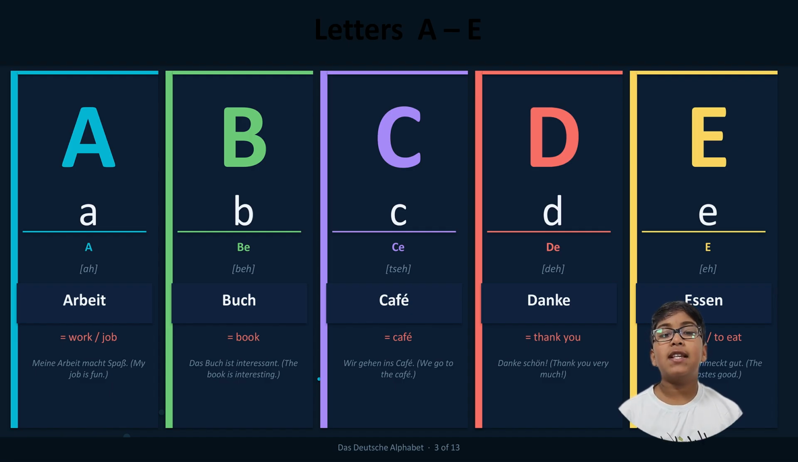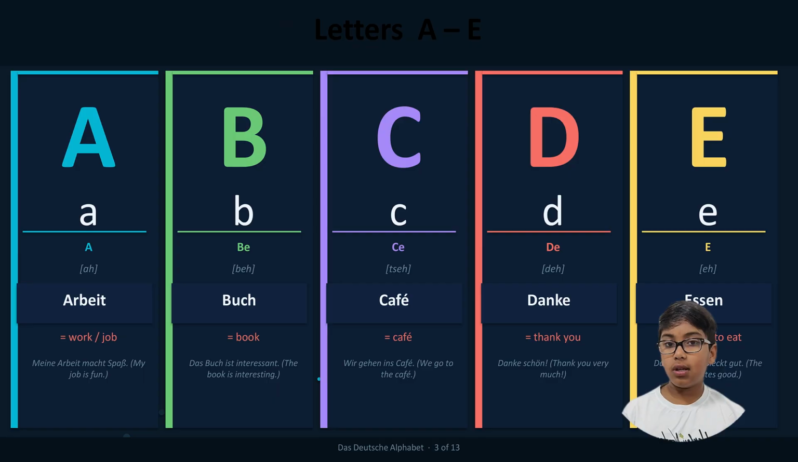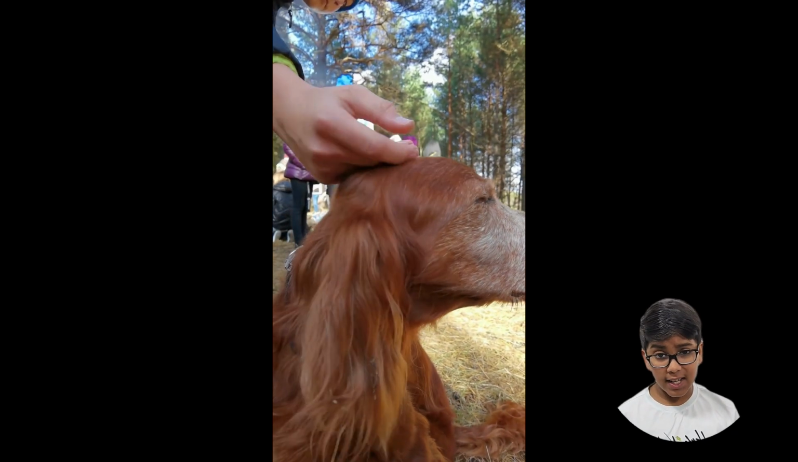E, pronounced ay, like the E in the English word bed. The example word is Essen. Say it. Essen. It means food or to eat. Das Essen schmeckt gut. The food tastes good. Everybody loves that. First 5 letters done. Amazing work. 5 more letters coming your way. These include a couple of letters that sound nothing like their English cousins, so pay close attention.